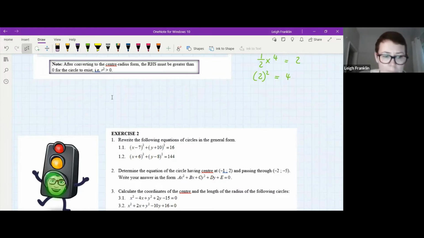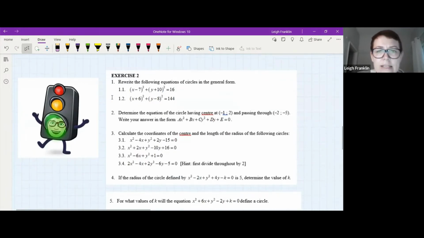All right, so now traffic lights, here's an opportunity for you guys to do a question. As far as question 1 is concerned, either do 1.1 or do 1.2. You don't have to do both of them. It's just a little bit of practice with multiplying out, okay? And then you can try question 2.